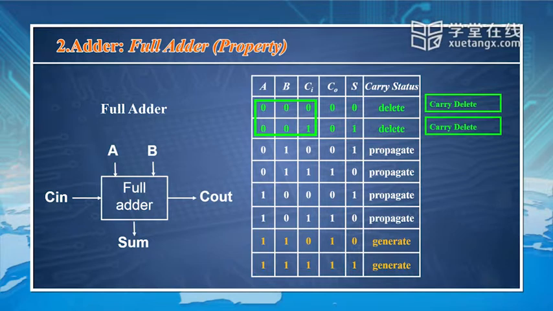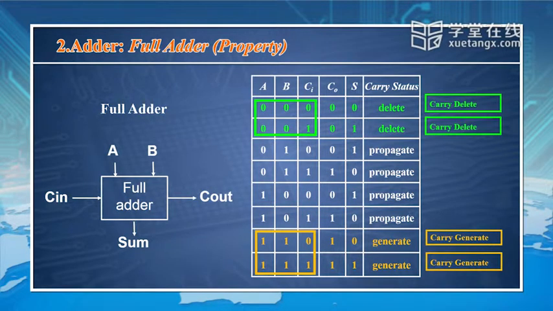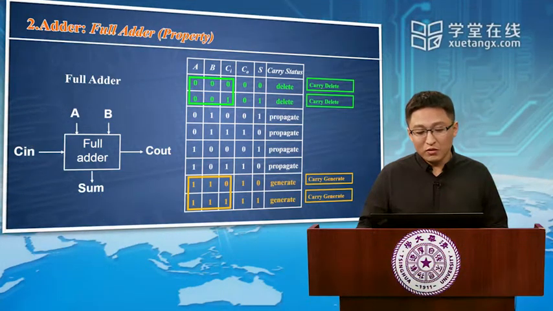So this is called carry delete, which means the Ci is deleted. And also, you can find out here, when A equals 1, B equals 1, at the same time, no matter Ci equals 0 or Ci equals 1, then CO is always equal to 1. So this is called carry generate state.